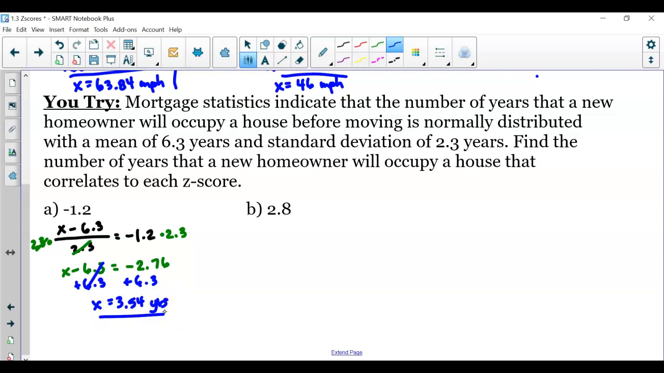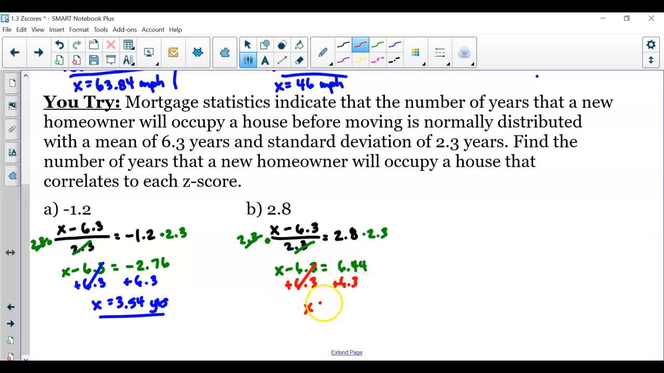So then B here, 2.8. Well, here I've got x minus my mean, 6.3, divided by 2.3 is equal to the z-score, 2.8. Then again, get rid of the fraction. Multiply by 2.3. And x minus 6.3 is now equal to 6.44. Then last, what are you supposed to do? Add 6.3 to get you x, that value equal to 12.74 years.